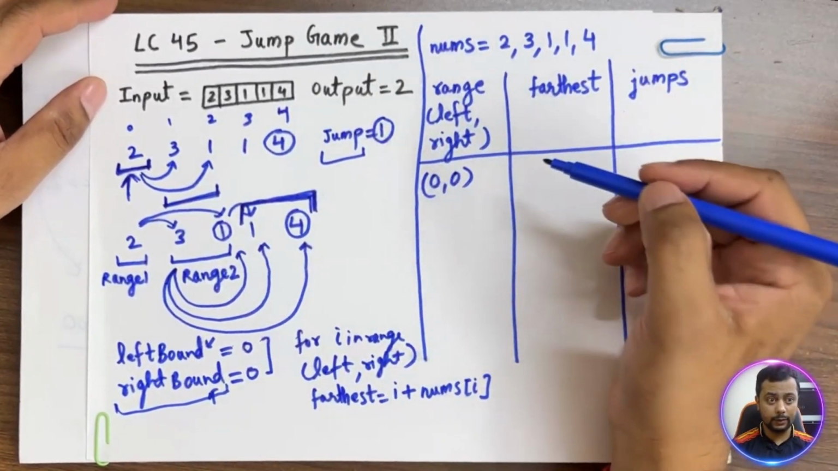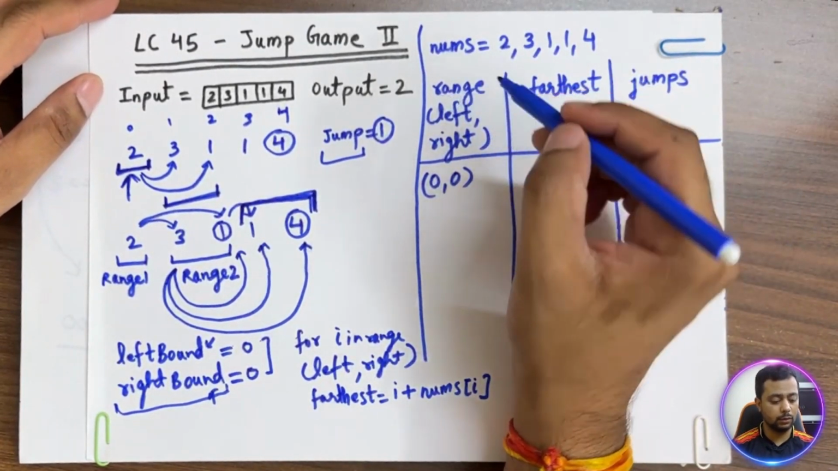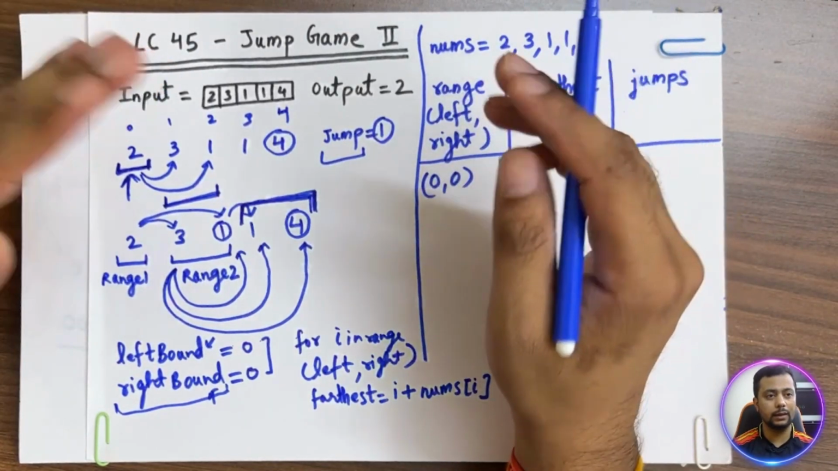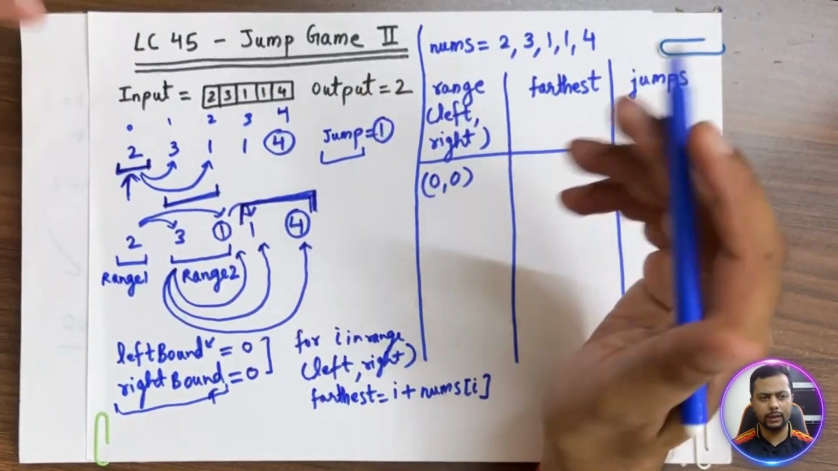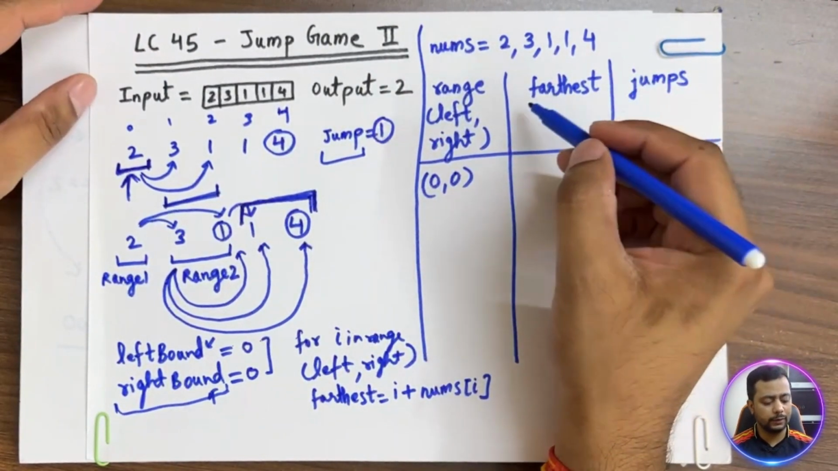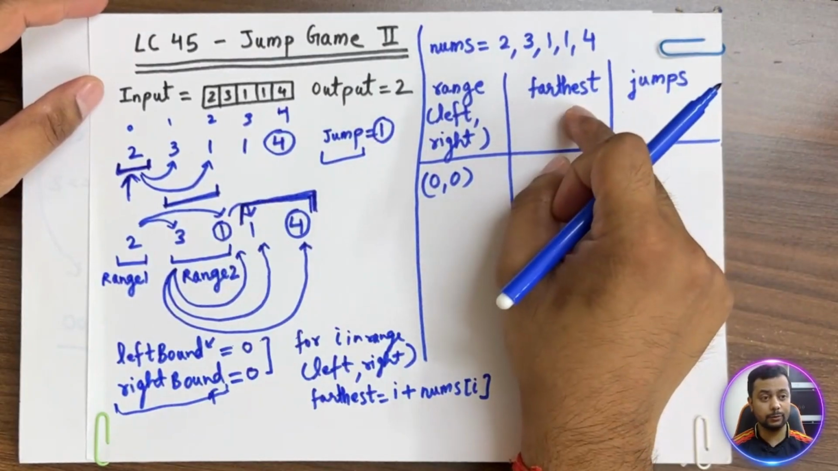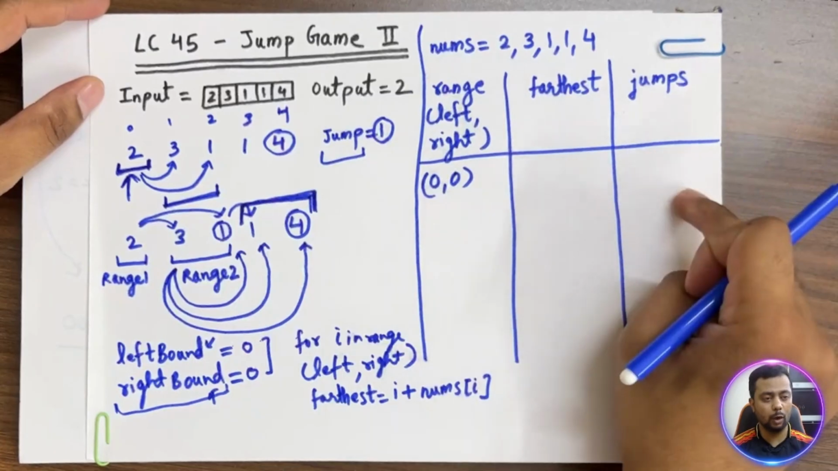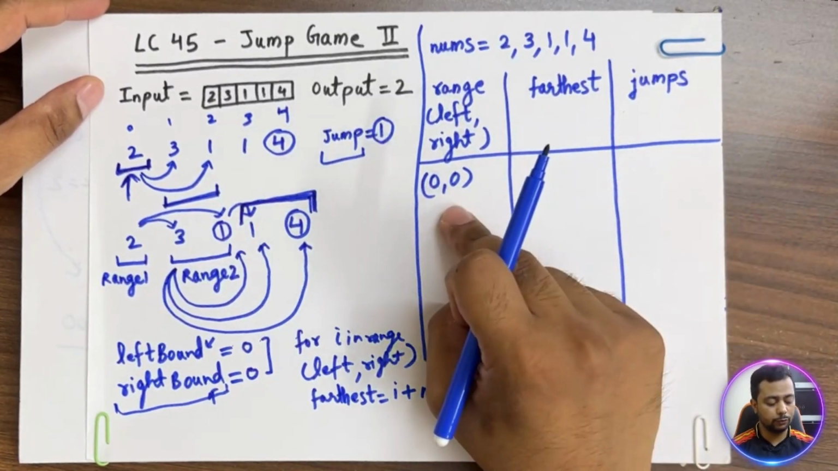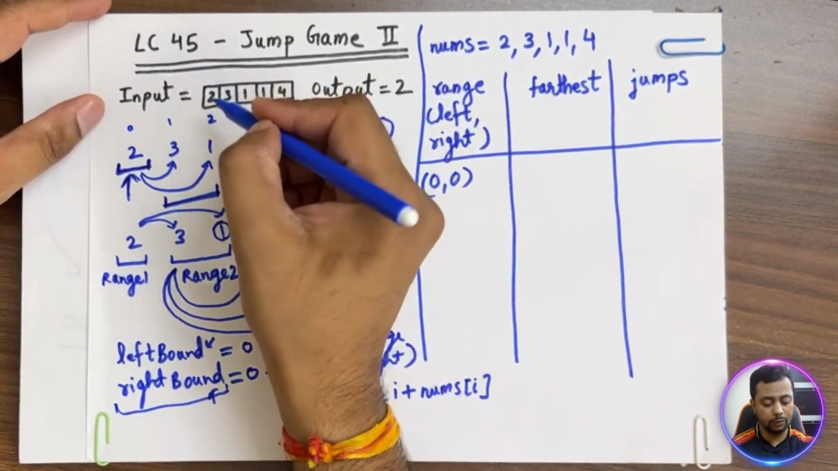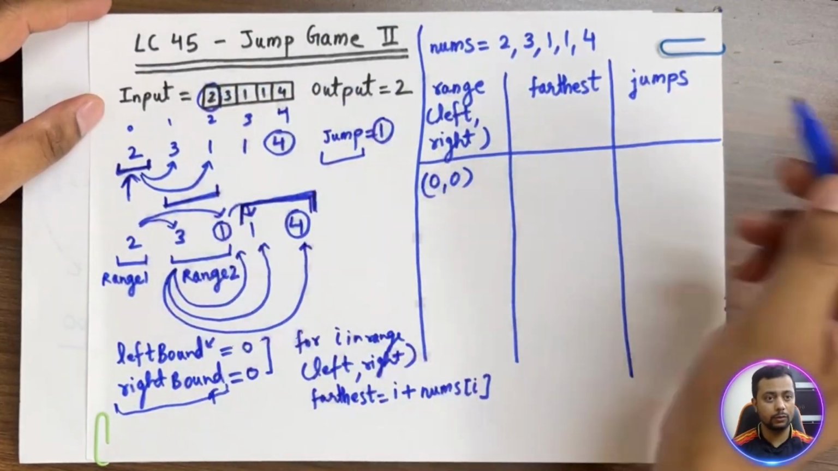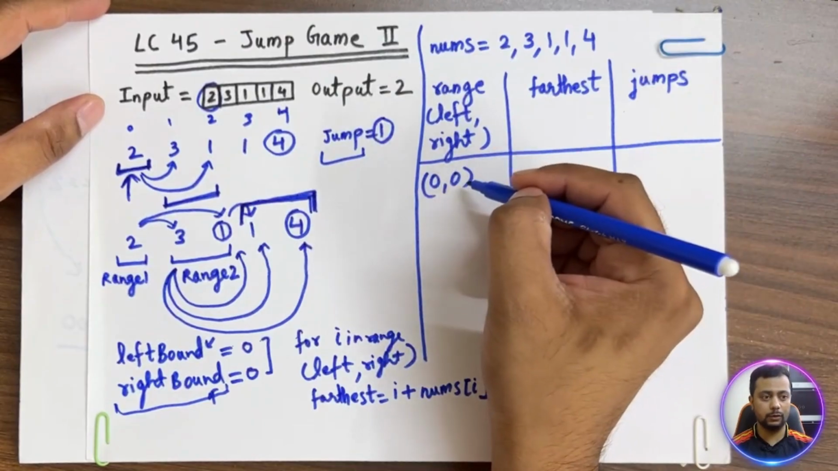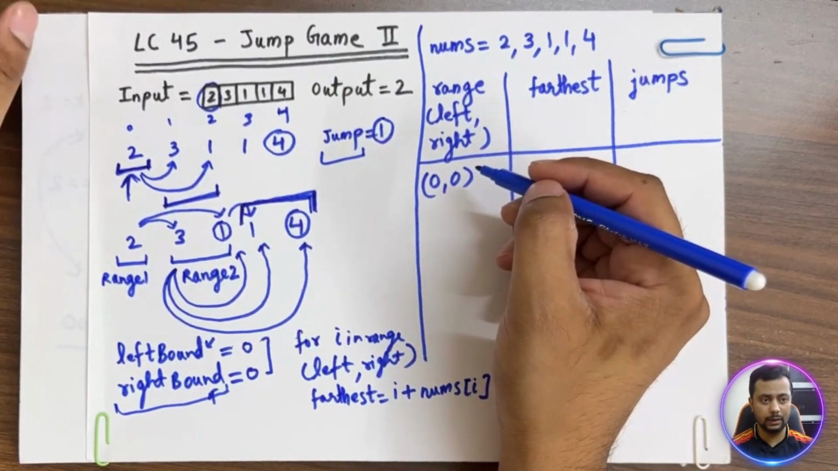Okay, so let's see the dry run. Here on the very first column, I have written the range, which is telling us what are the left bound and the right bound of the current range that we are operating upon. Farthest will be the last reachable position from any point within this range. And jumps will be how many jumps we have taken so far. So from the starting, when we are just beginning, we will be placed at the very first index of the array. So left will be 0, right will also be 0. So we have a range with only one element inside it.